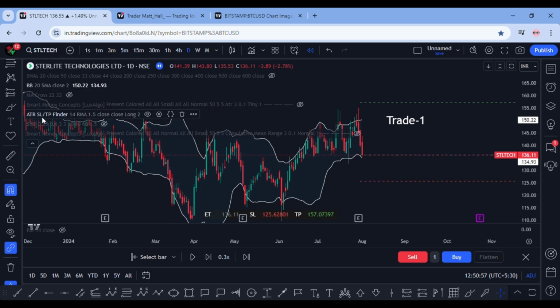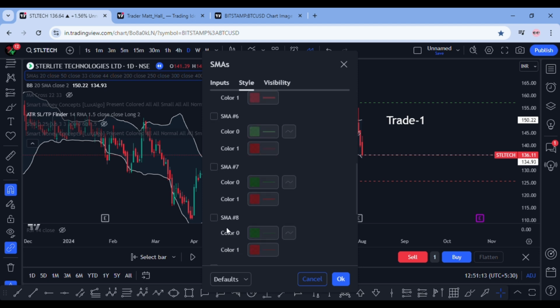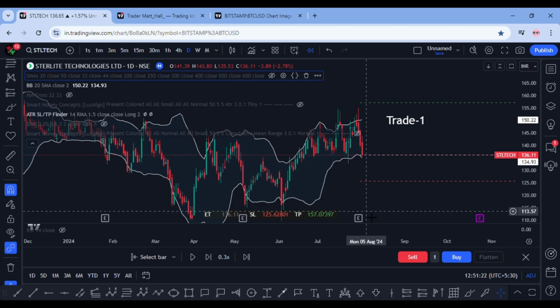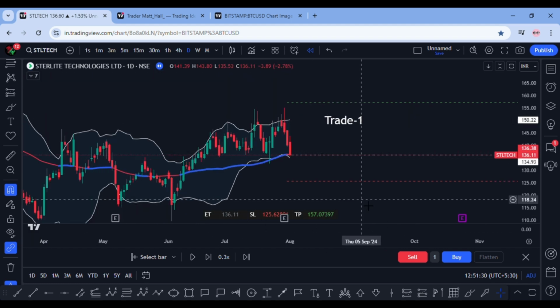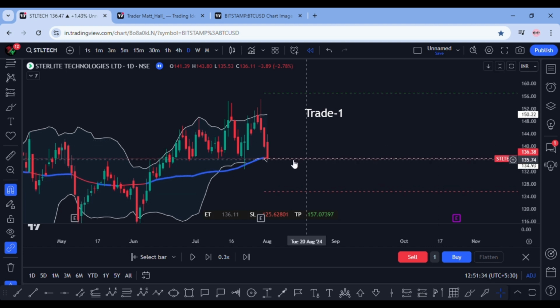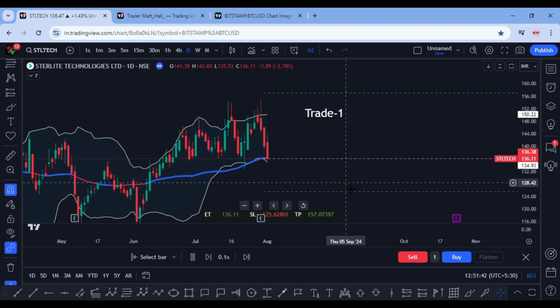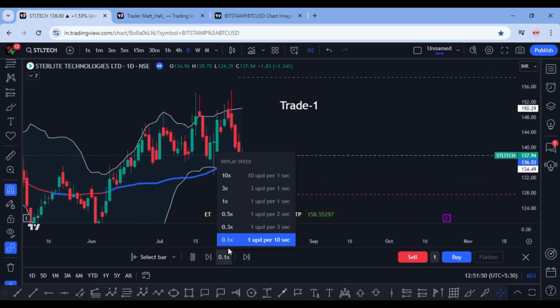For a buy setup, when the 50 MA is rising, and the price is near the lower band of the Bollinger Bands, we'll look to buy above a bullish candle. Our stop loss will be placed just below the low of that candle. For a sell setup, when the 50 MA is falling, and the price is near the upper band of the Bollinger Bands, we'll look to sell below a bearish candle. Our stop loss will be set just above the high of that candle.